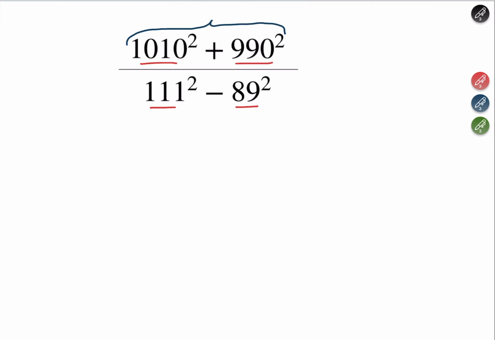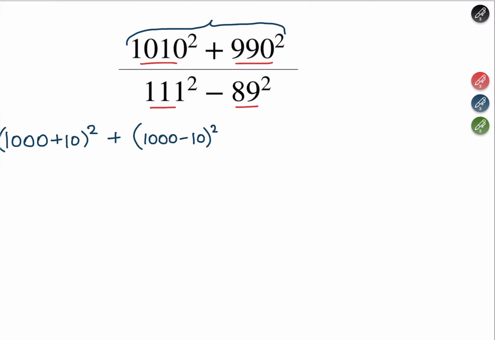Well, 1010 and 990 are really close to 1000. So if you think about it, 1010 is the same thing as 1000 plus 10. So 1010 squared is the same thing as 1000 plus 10 squared. And 990 squared is the same thing as 1000 minus 10 squared. So this is the numerator, and keep in mind that the numerator we have in our question and the numerator we've written now are both the same thing, except our version is expanded.